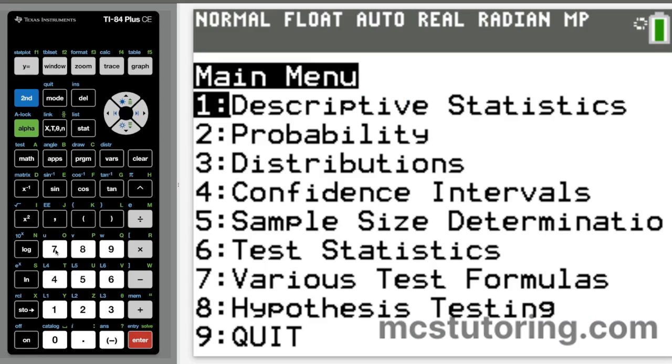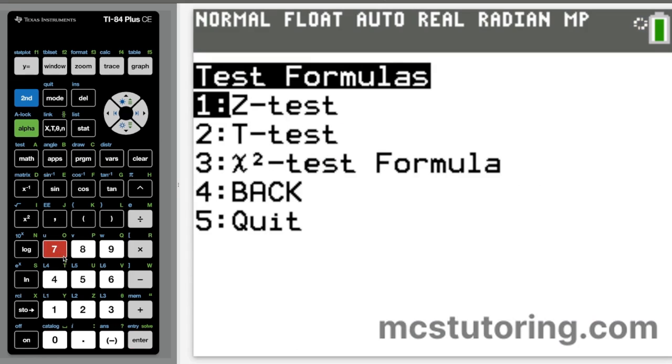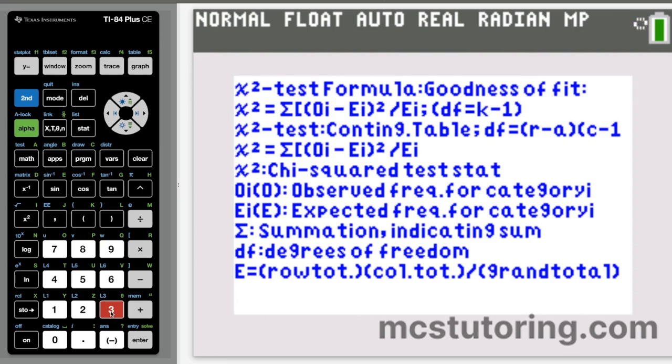Then we go on to the various test formulas, and then we have the chi-squared test formula. The chi-squared test formula is a goodness of fit test, and chi-squared is sigma, the sum of O sub i minus E sub i, squared, divided by E sub i. DF means degrees of freedom. That's a thing I never got until a classmate pointed it out to me in a stats class. And that's k minus 1.